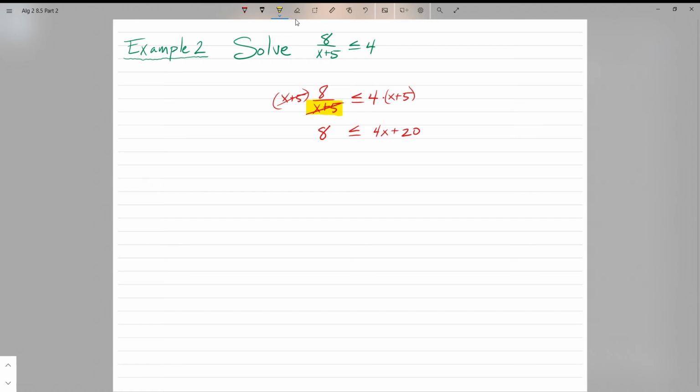But let's say x is negative 10. Well, then that would be 8 over negative 10 plus 5, which is negative 5. You'd be multiplying both sides by negative 5, and when you multiply both sides of an inequality by a negative, it's supposed to switch the arrow. So what actually happens is we have cases, which is situational. And so you can't just do these questions super straightforwardly.